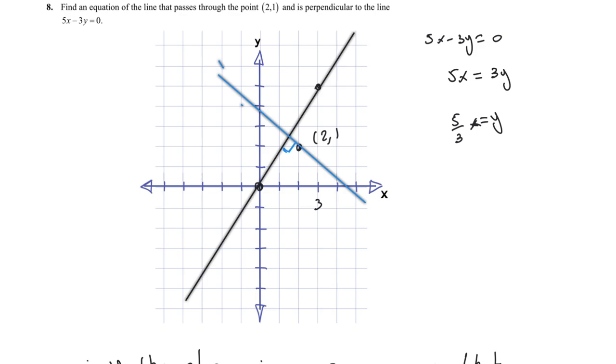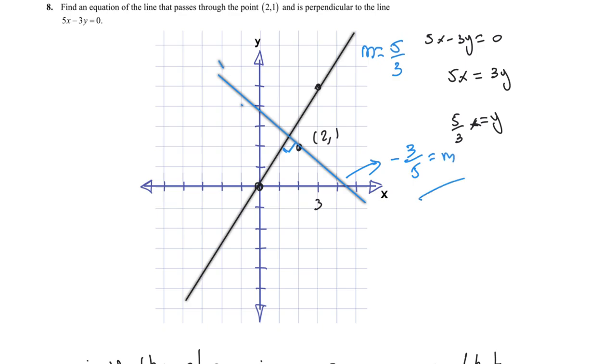The m here is 5/3. What is the m of this one? The m of this one is negative, because you see that now it is not an increasing function for the blue one. It's a decreasing function. And it's minus 3/5. Why is it minus 3/5? It's the negative inverse of 5/3. So this is the new slope.